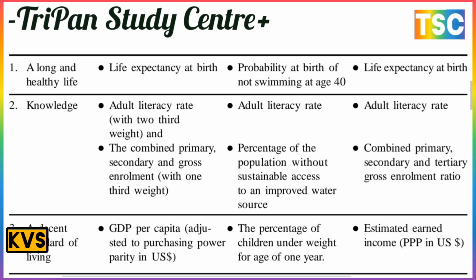And third is a decent standard of living. For HDI it is GDP per capita adjusted to purchasing power parity in US dollars. That is important. For HPI-1, it is the percentage of children underweight for age under five. And for GDI, it is estimated earned income in PPP US dollars. This is also an important point.